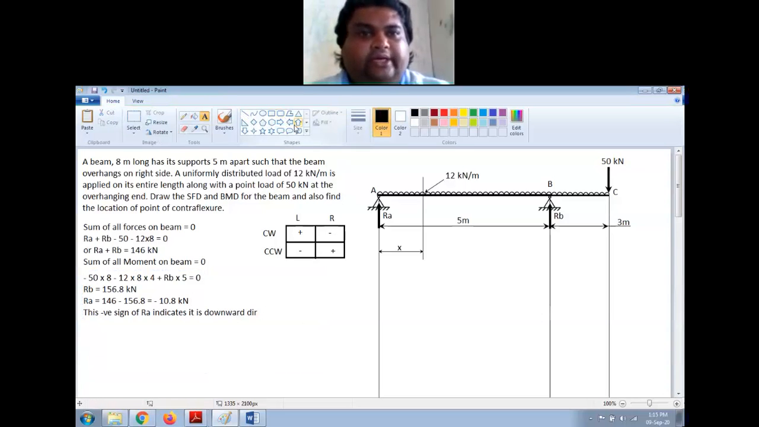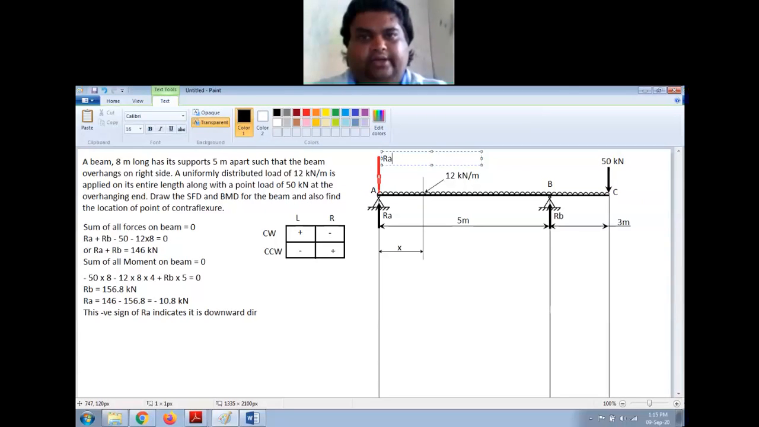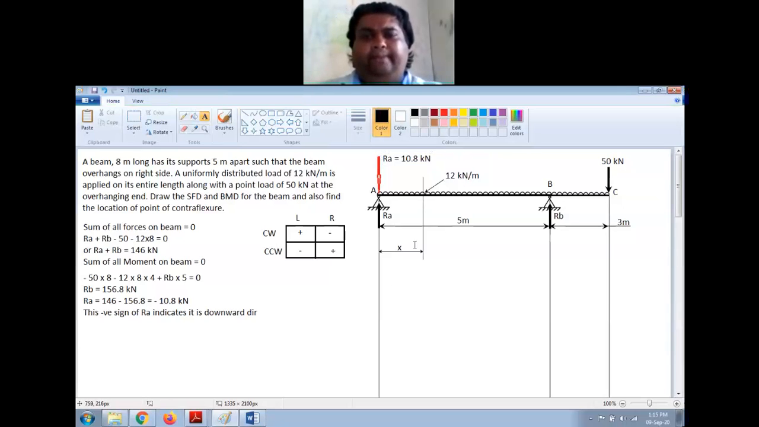So I will show that again, in a different color. So this is my RA which is acting in downward direction. I will just write that there. RA is equal to, now I'm showing the direction here, so I don't have to write the negative sign. I will just write 10.8 kilonewton. Is this okay?